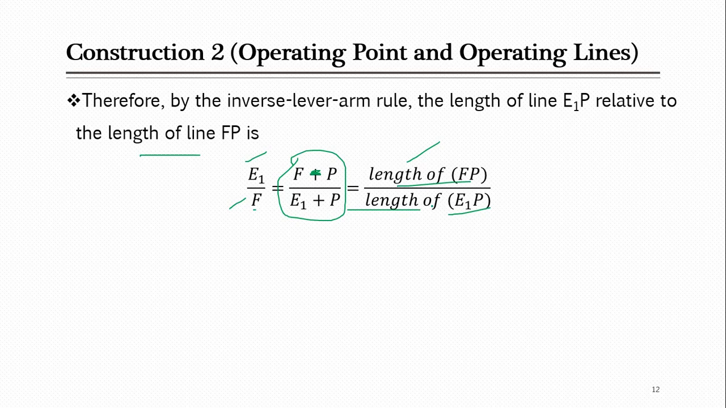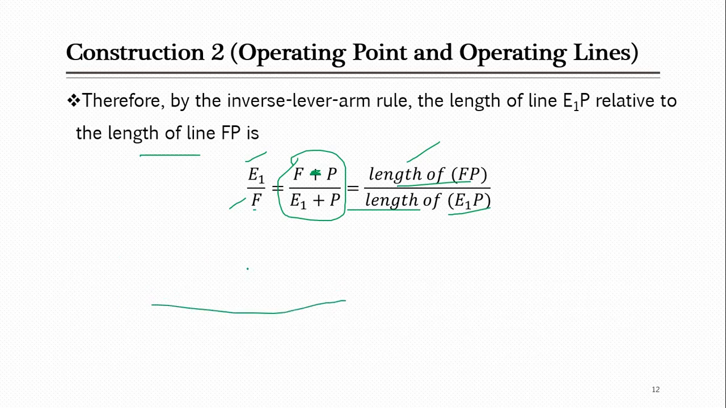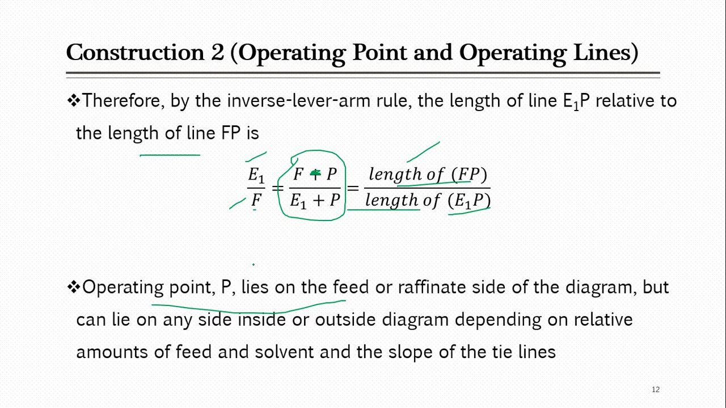Actually, E1 over F gives something inverse, because if it were direct, F would be directly proportional to the length of FP, but now it is inversely proportional, so here we are applying the inverse lever arm rule. Overall, the operating point P, as I told you, most of the time lies outside the triangular diagram, but it can lie at any other point. Suppose point P lies on the feed and raffinate side of the diagram.